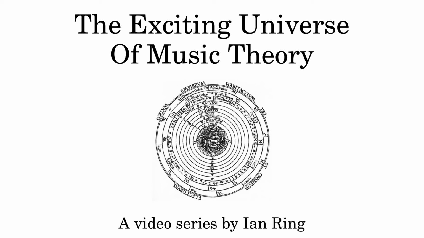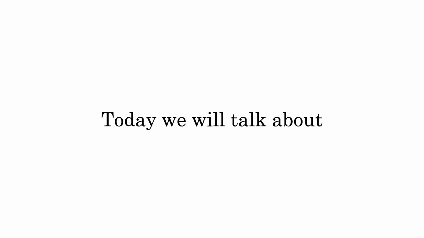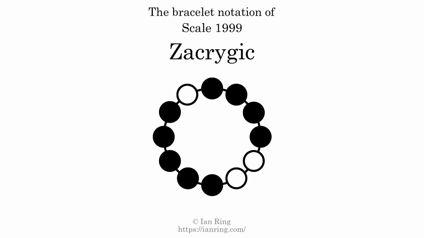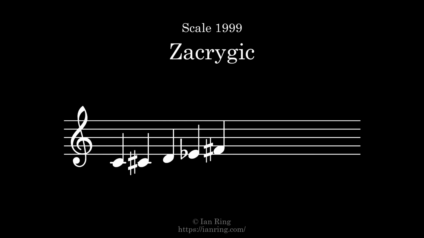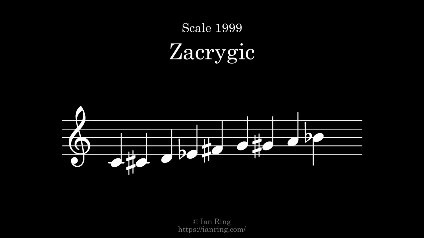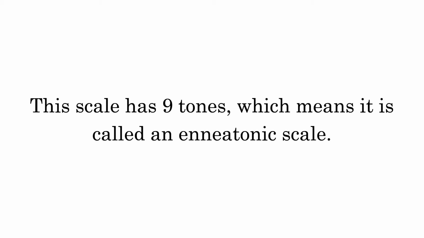Welcome to the exciting universe of music theory. Are you ready to learn? Then let's begin. Today we will talk about Scale 1999, Zacrygic, which sounds like this. This scale has 9 tones, which means it is called an enneatonic scale.